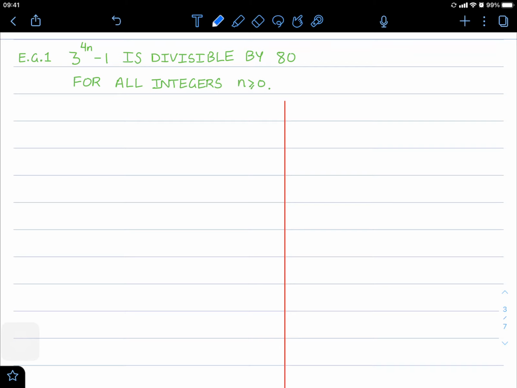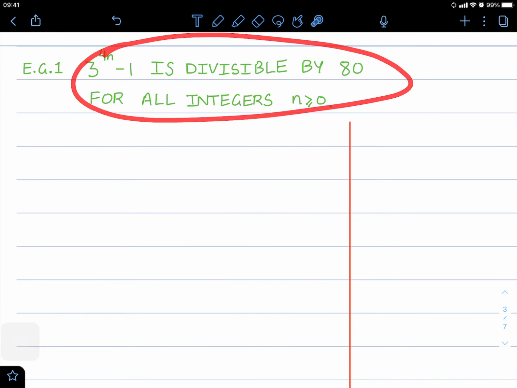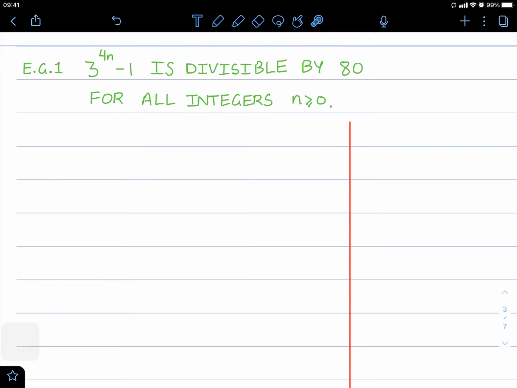Hello class, this is the first example on mathematical induction applied to divisibility tests. So let's get straight to it. This is the question that we had from the previous video, but now we're going to use the actual method of mathematical induction to prove that for any n greater than or equal to 0, so 0, 1, 2, 3, 4, 5, and so on, if we substitute that into n, any number that this generates is divisible by 80.